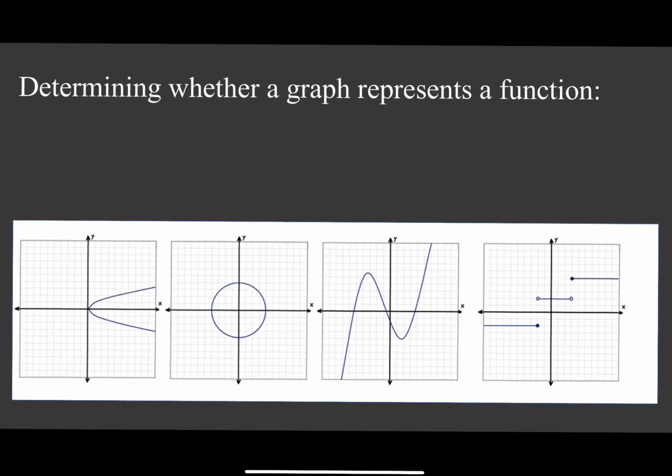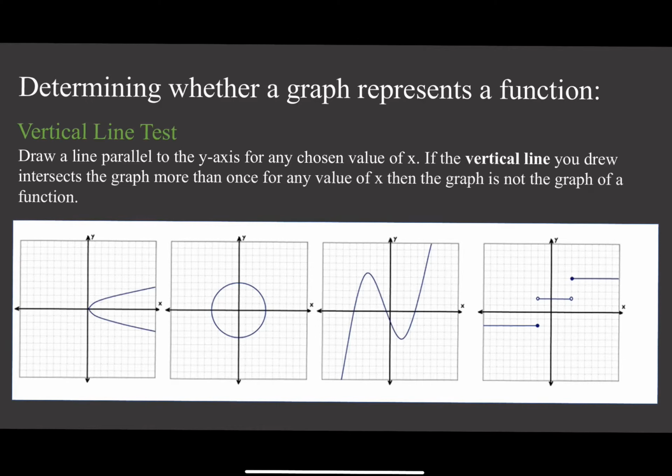So the first thing we're going to look at today is determining whether a graph represents a function. And the way we're going to do that is by using what's known as the vertical line test. Now, the reason this simple test works is because a graph is only a function if and only if no vertical line intersects that graph at more than one point. And so to perform this test, all you have to do is draw a parallel line to the y-axis, so we're talking about a vertical line. And if this line intersects your graph at more than one spot, then this graph does not represent a function.